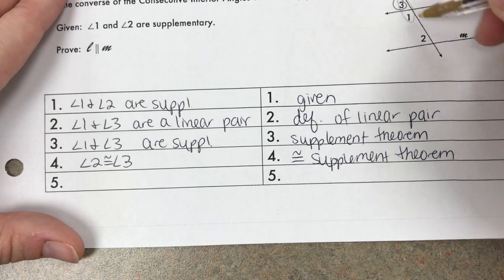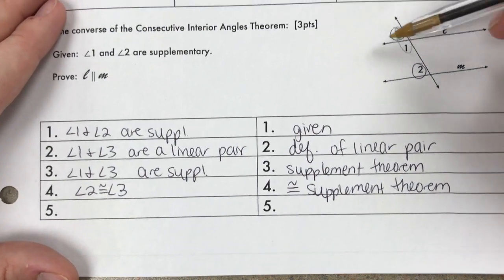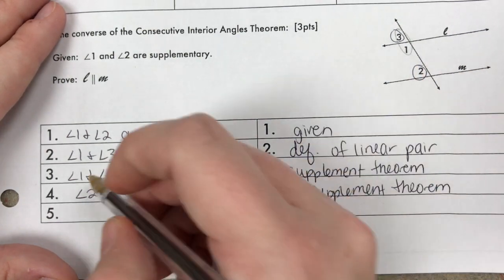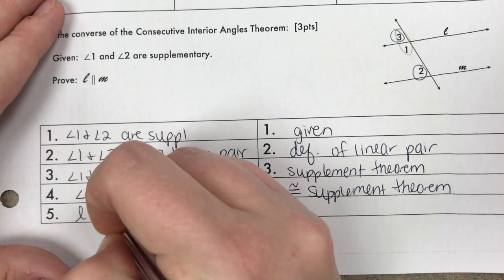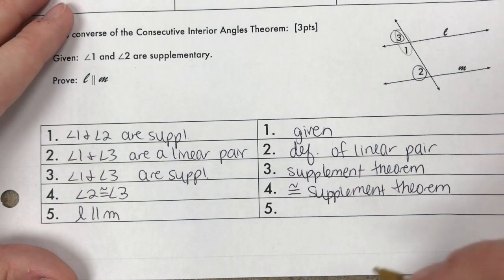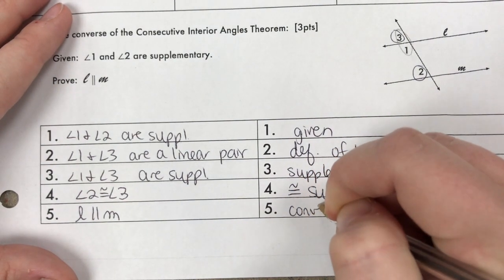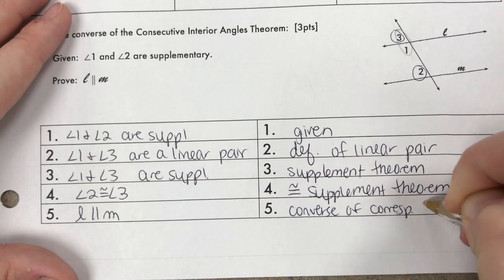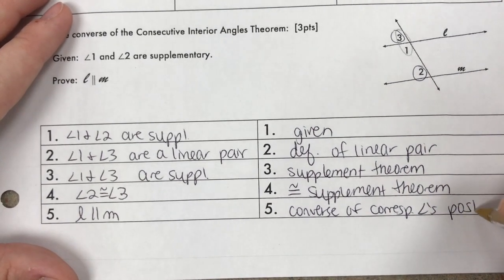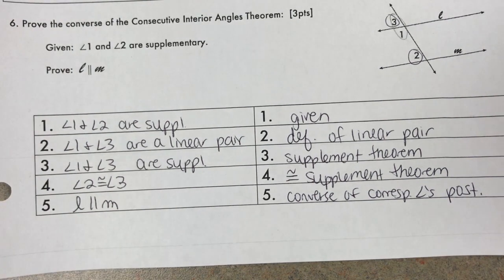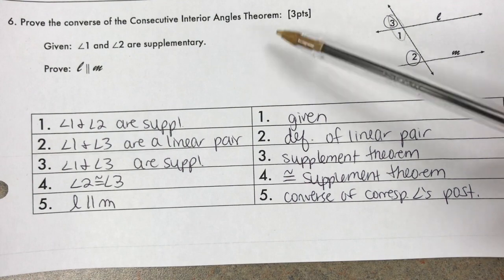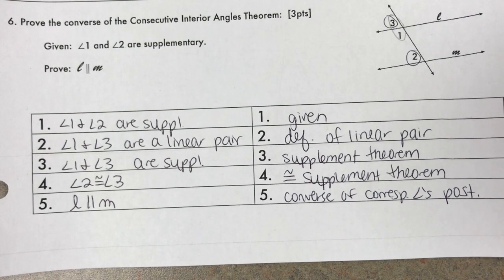And now that I've shown that angle 3 is congruent to angle 2, those are corresponding angles. If corresponding angles are congruent, then the lines are parallel. So I can go ahead and conclude that line L is parallel to line M by the converse of the corresponding angles postulate. That's the only one. You can only use the postulates in the proofs of these theorems, because this hasn't been proven in general, but these can be proven based off of the postulate. And that's it for your proof.